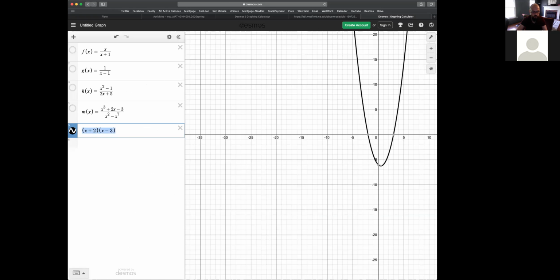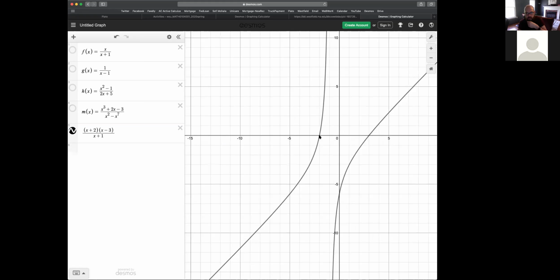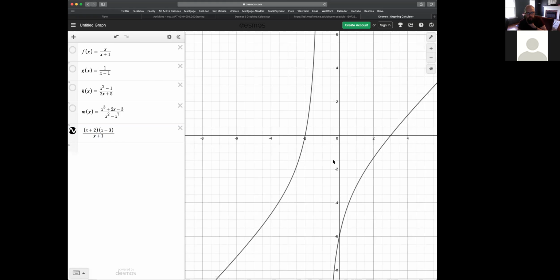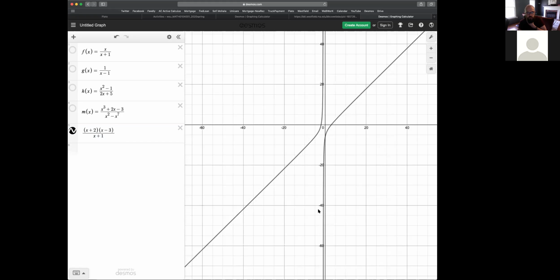I'm going to take all this and divide by x plus 1. It seems like zeros, you said you'd expect zeros to happen at negative 2 and 3, which is good. And then at x equals negative 1, we get this behavior where we do get a vertical asymptote there. Right? So how did you know that it was going to be negative 2 and 3?